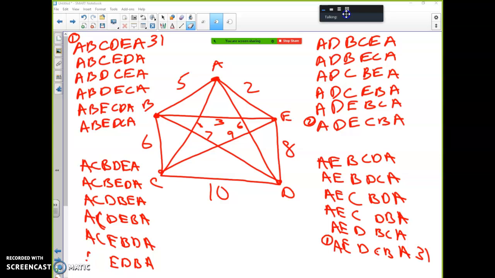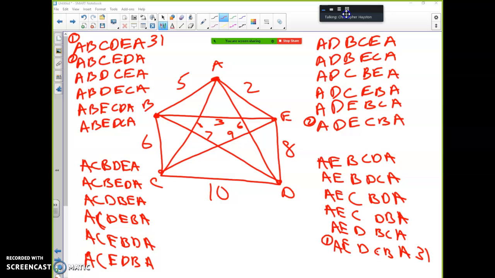Let me just check that. That one should be A, C, E, D, B. I put a D there instead of a C. Okay. So A, B, C, E, D. So we're looking at that middle B, C, E, D. That's 2. So now I'm looking at D, E, C, B. Right here, D, E, C, B. We're in reverse order. So those are the mirror images.